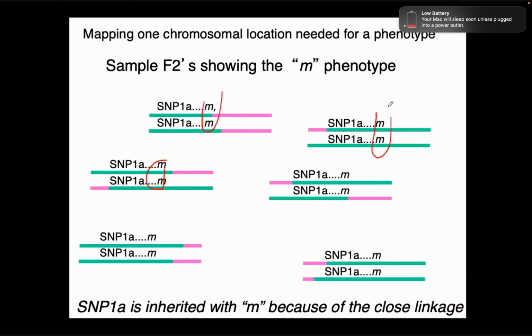Homozygous for m. And what are they also homozygous for? Little a, SNP1A. Now, if this SNP was on a different chromosome, it would show independent assortment with disease. Okay?